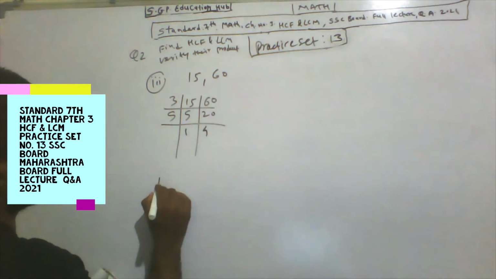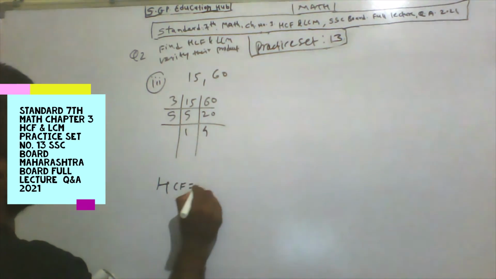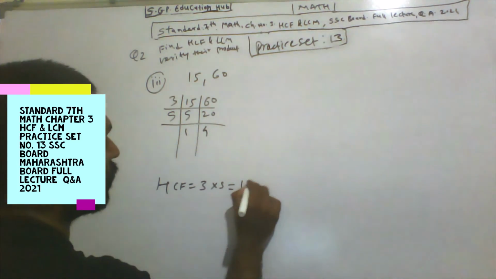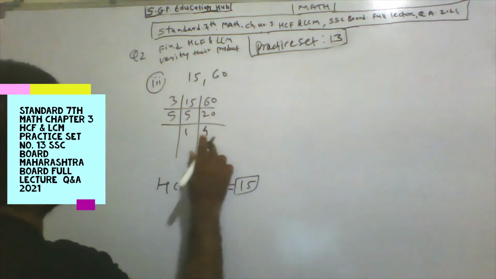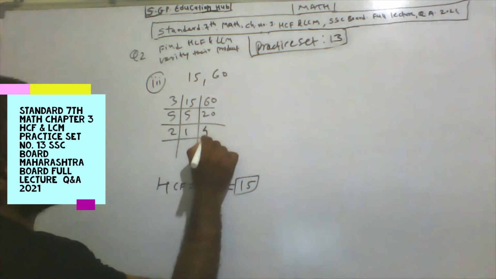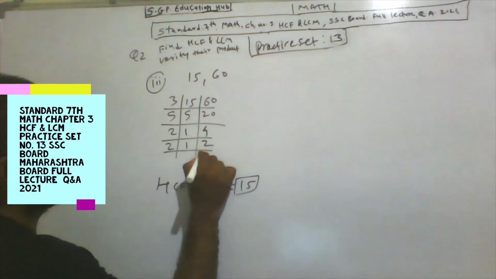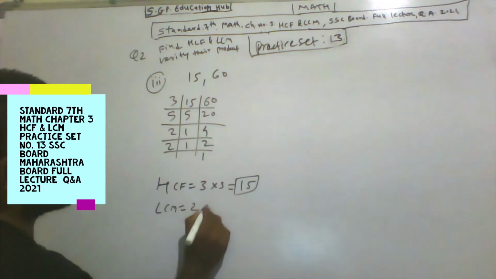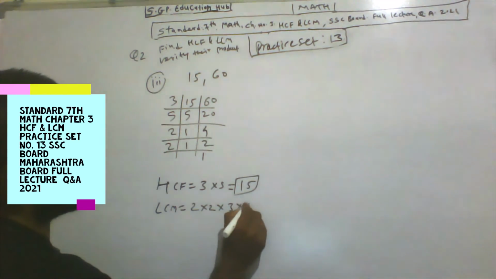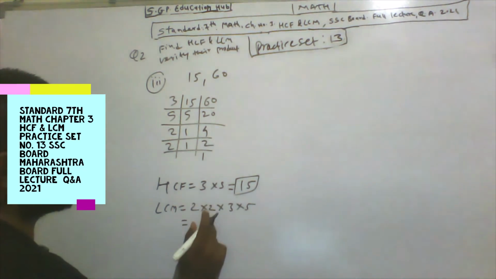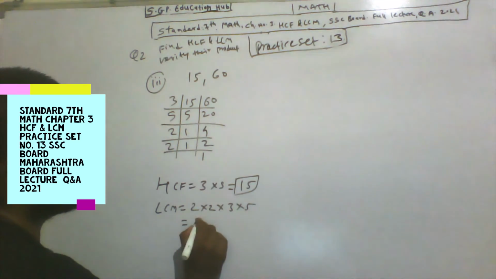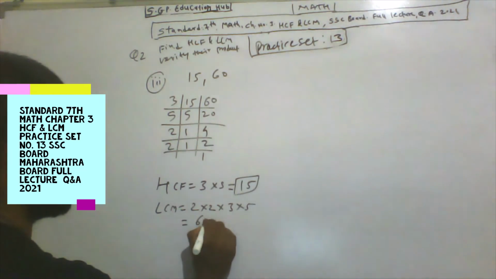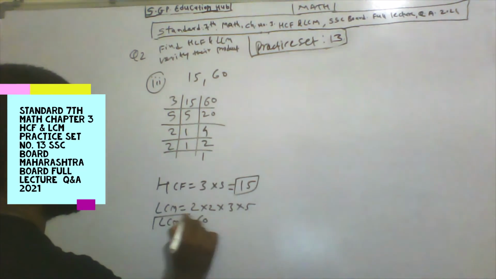So the GCF is 3 into 5, which is 15. 15 is the GCF. Now 1 is there, so 2 2s are 4, then 2 1s are 2. So the LCM is 2 times 2 into 3 1 times and 5 1 times. So the LCM is 2 2s are 4, 4 3s are 12, 12 5s are 60. 60 is the LCM.